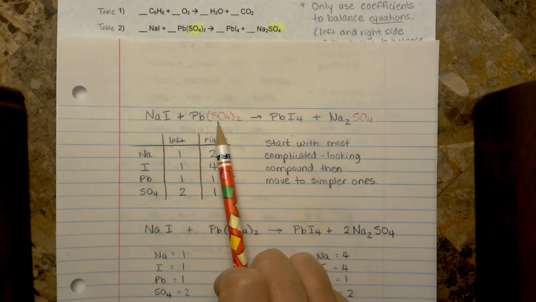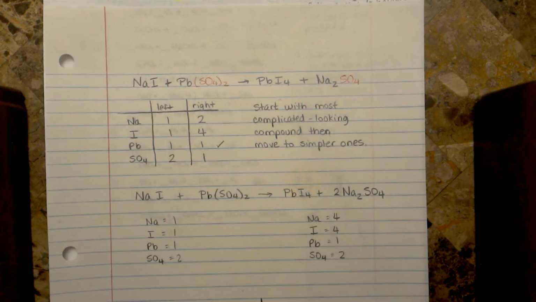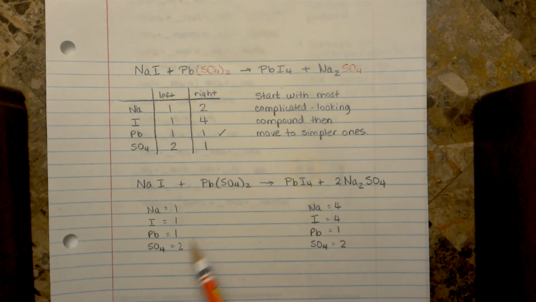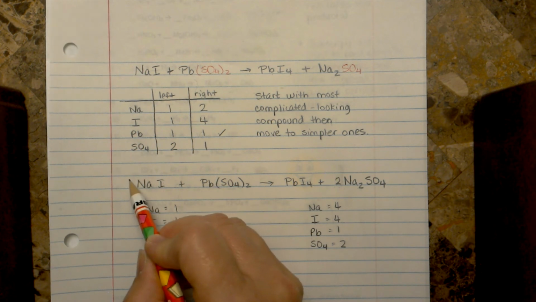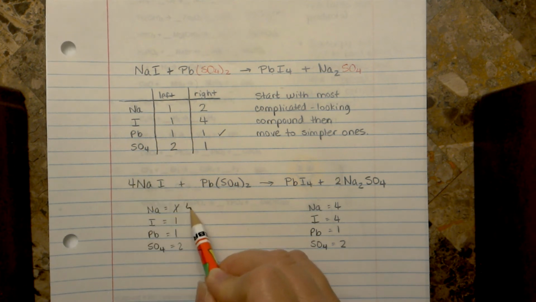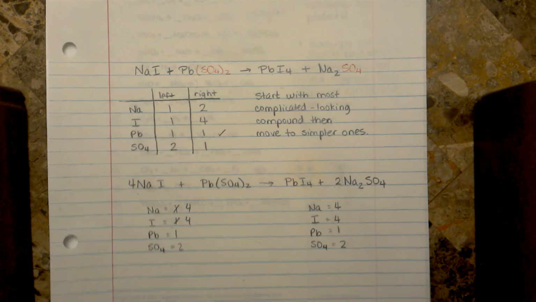And then sulfate has two over here and one over there. So the easiest thing to do to balance the sulfate is to just put a 2 in front of the sodium sulfate. Now that's going to take care of your sulfates, but it messes up your sodiums. So 2 times 2 makes 4 sodiums. So if I wanted to balance my sodiums, I would put a 4 in front of this. When I put a 4 there, I get 4 of each sodium and iodines on the left. So now my sodiums are balanced, my iodines are balanced, my leads are balanced, and my sulfates are balanced.